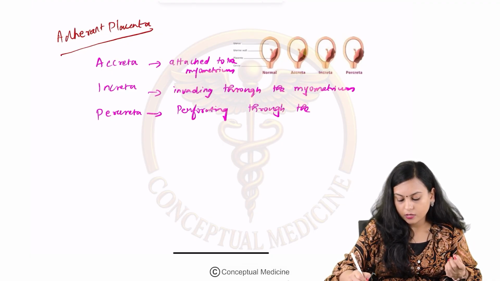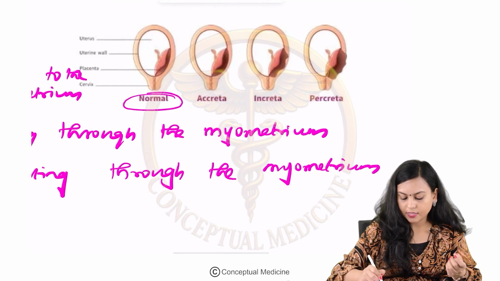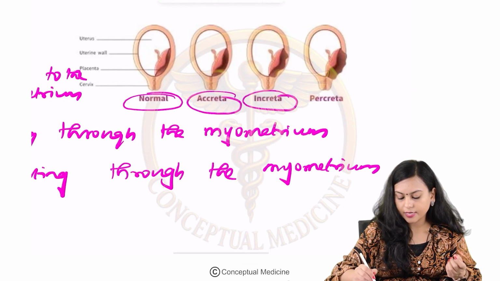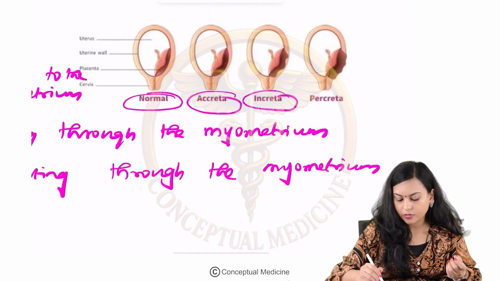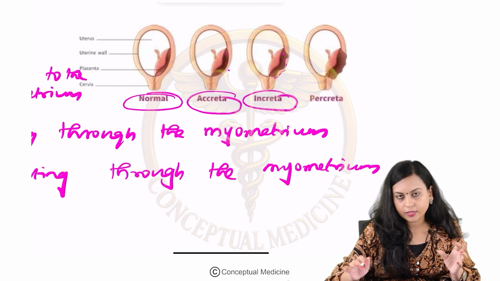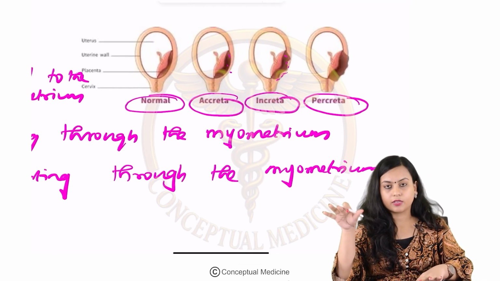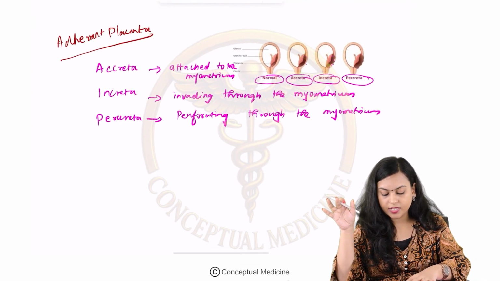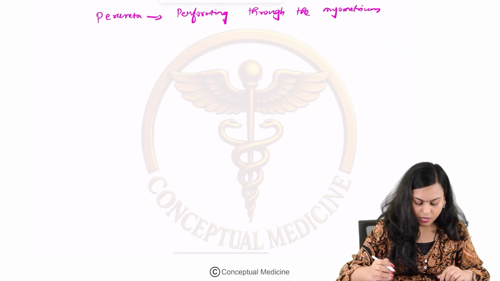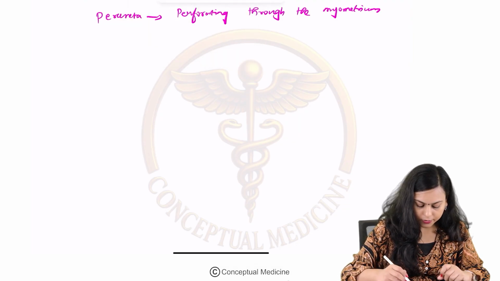So all these things can be appreciated. This is a normal placenta, this is an accreta, this is an increta. Accreta means it is adherent to the myometrium, increta means it is invading the myometrium, and percreta means it has completely passed through the uterine musculature and it is now going to come out. Clear? Yes?